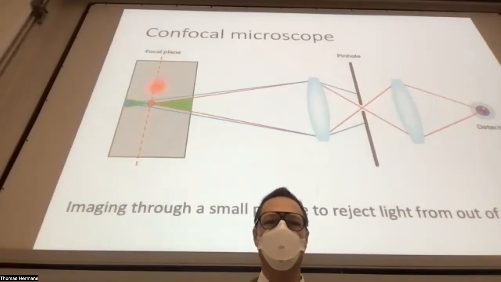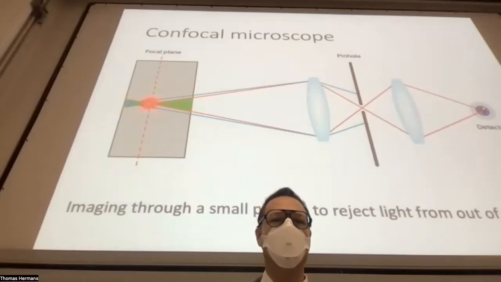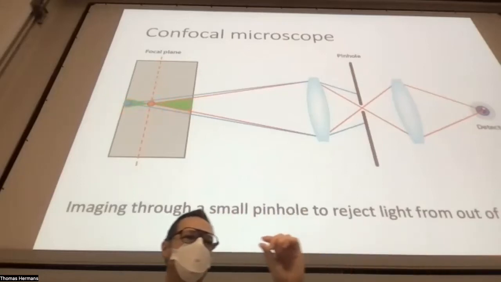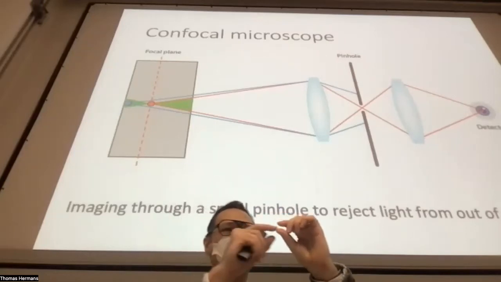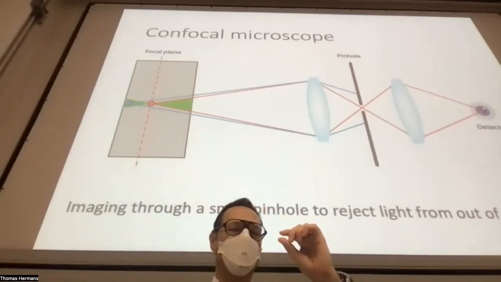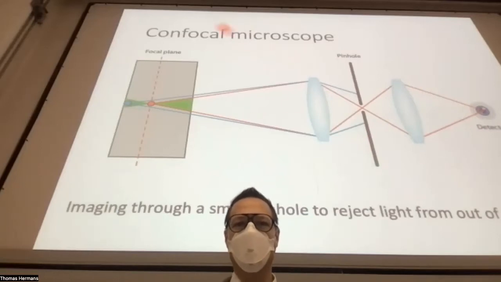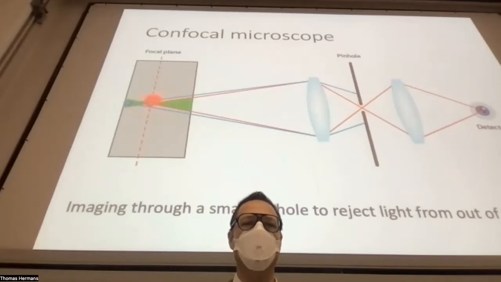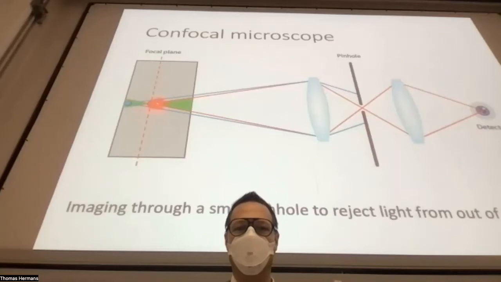In a normal microscope, you would have these blue lines and not a pinhole. So you would see light that is coming from the focal plane, but also from planes that are higher and lower, right? So if I have a thick sample, I will see light from different layers in my sample. In confocal microscopy, you use a pinhole, and that pinhole only allows you to capture most of the light from a very, very narrow slice.